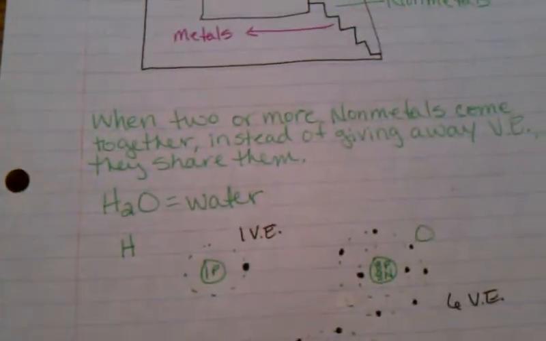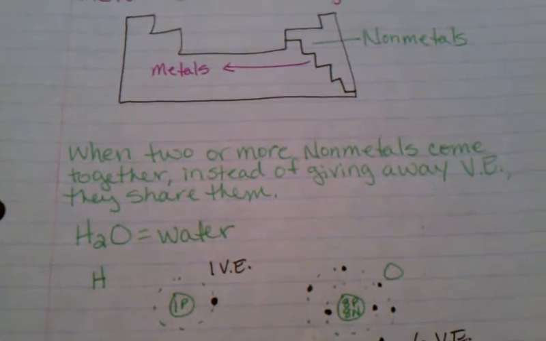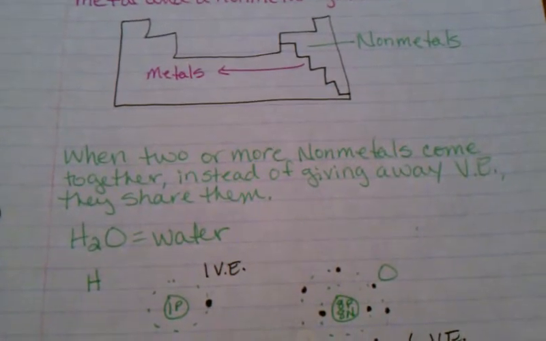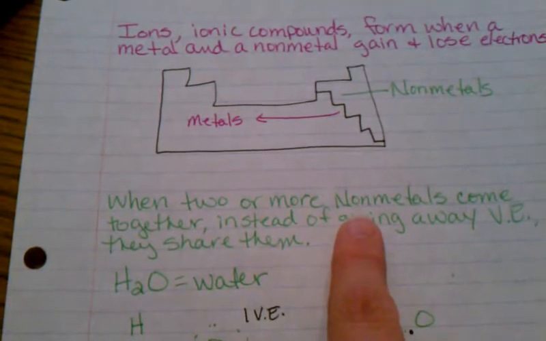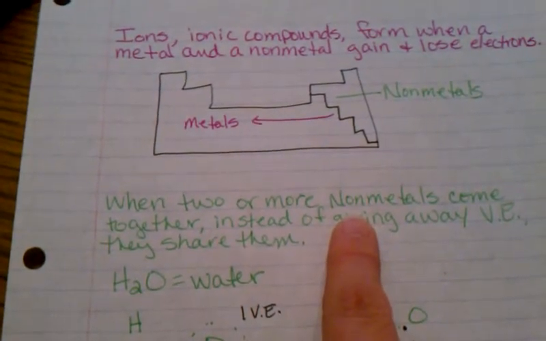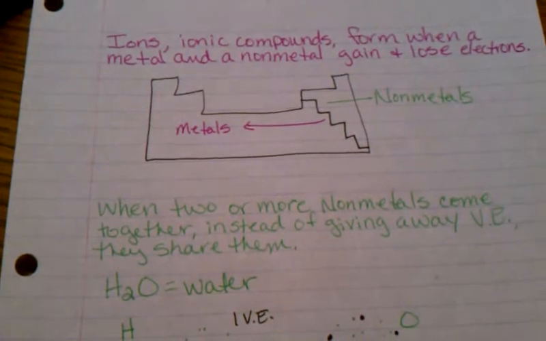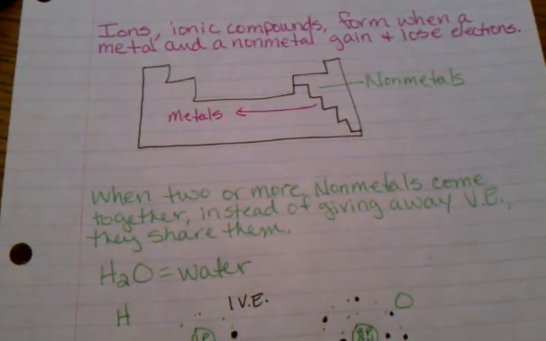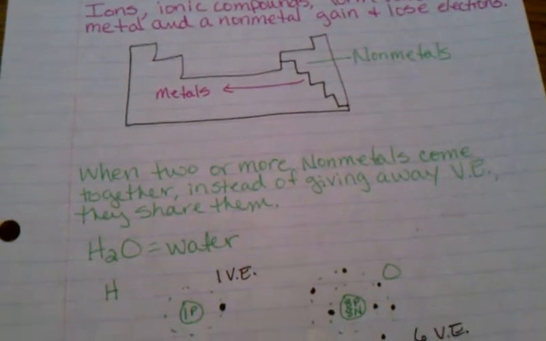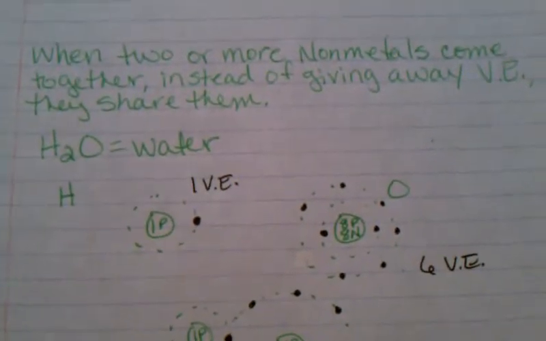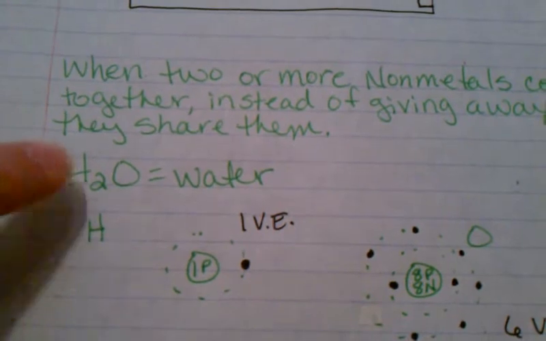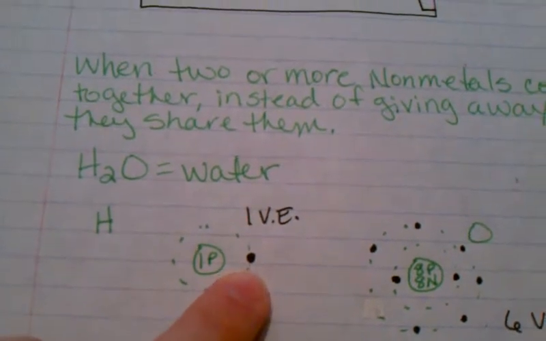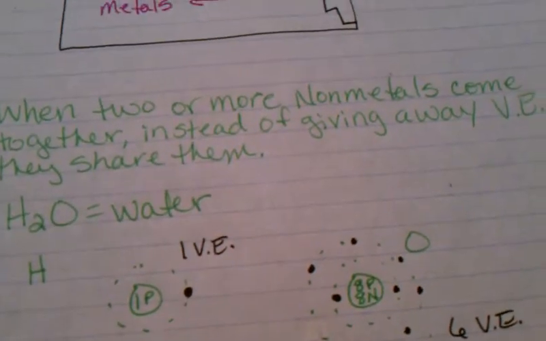Now, we can form compounds with just nonmetals. We can't form compounds with just metals. But you can form compounds with nonmetals. And instead of wanting to give up and becoming a magnet, these atoms want to create compounds and they want to share. So if we look at how we create water, hydrogen has only 1 electron total.